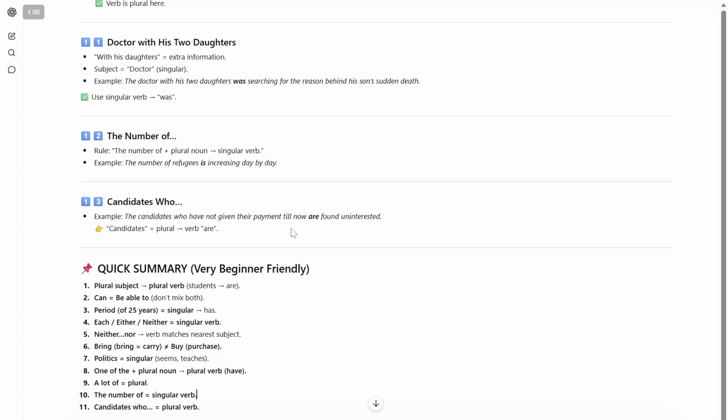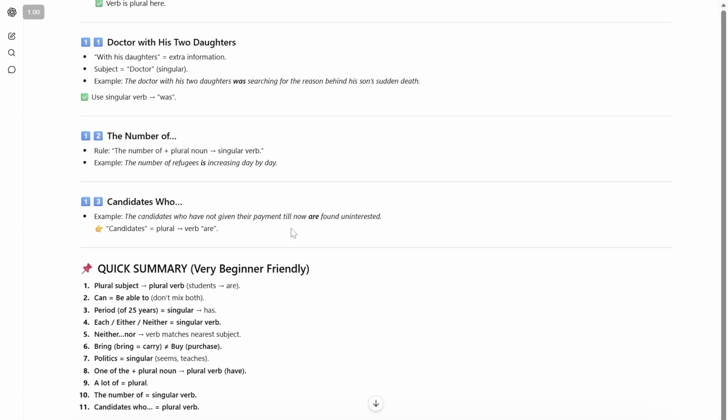Quick summary, very beginner friendly. 1, plural subject, plural verb, students are. 2, can equals be able to, don't mix both. 3, period of 25 years equals singular has. 4, each, either, neither equals singular verb. 5, neither nor, verb matches nearest subject. 6, bring equals carry, buy, purchase. 7, politics equals singular, seems, teaches.